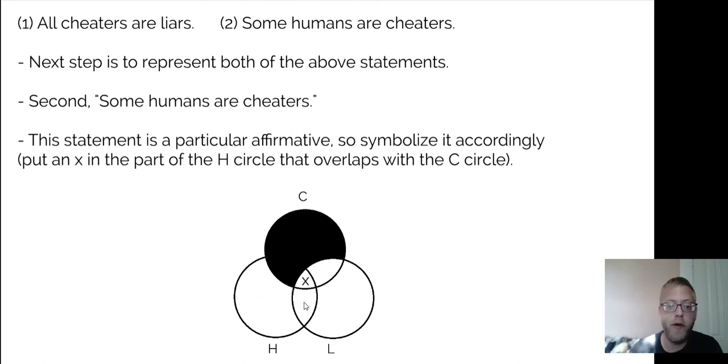And we don't want to put it here because that would mean some humans are liars, which may be the case, but that's not what the statement says. The statement says specifically some humans are cheaters. So this is the only place where you can put that X to represent there's at least one member of the group or category human who is also a member of the group or category cheaters.